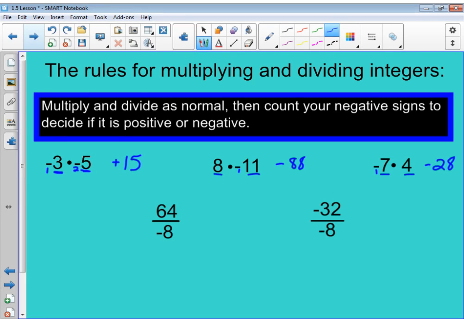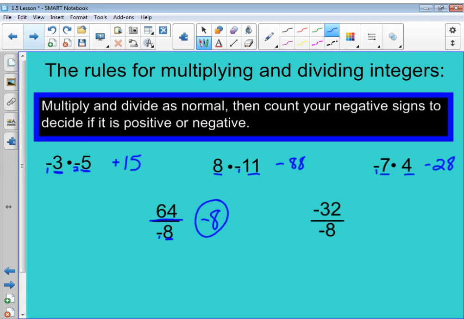We're going to use that same concept when we divide integers. So here we just want to think, what is 64 divided by 8? Okay, so 64 divided by 8 is going to give us 8. Now we count our negative signs. There's 1, so it makes our answer a negative 8. So the same process that we used when we did multiplication, we can now carry over into division.